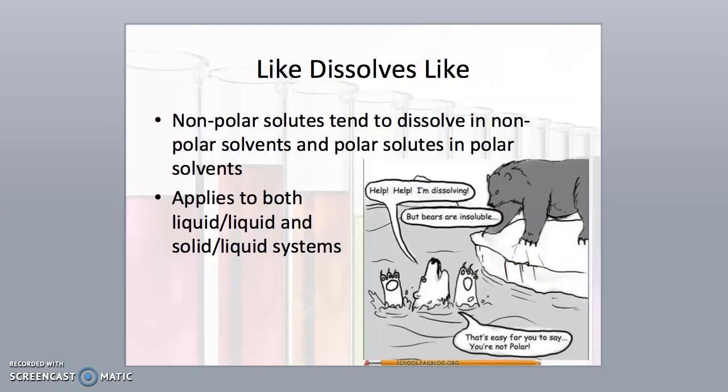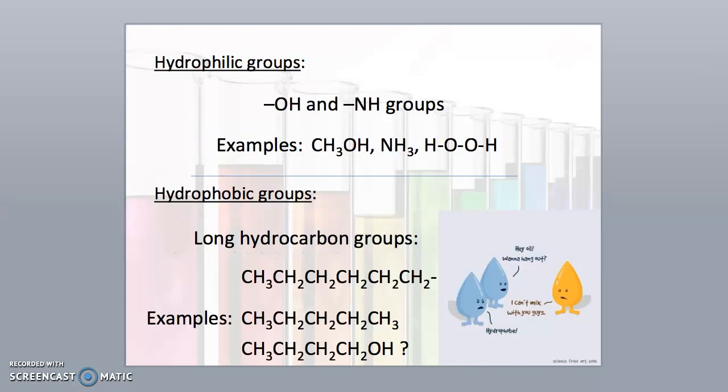Just bringing back like dissolves like, nonpolar solutes tend to dissolve in nonpolar solvents, polar solutes in polar solvents. So this is a good rule of thumb. We can use this to make predictions about solubility if we don't have the entropy or enthalpy values. Some things to look for are what we call functional groups, or groups on molecules. And if we see OHs or NHs, we say this is hydrophilic. And this is polar, so it's very likely that these will be soluble in a polar solvent or in water.